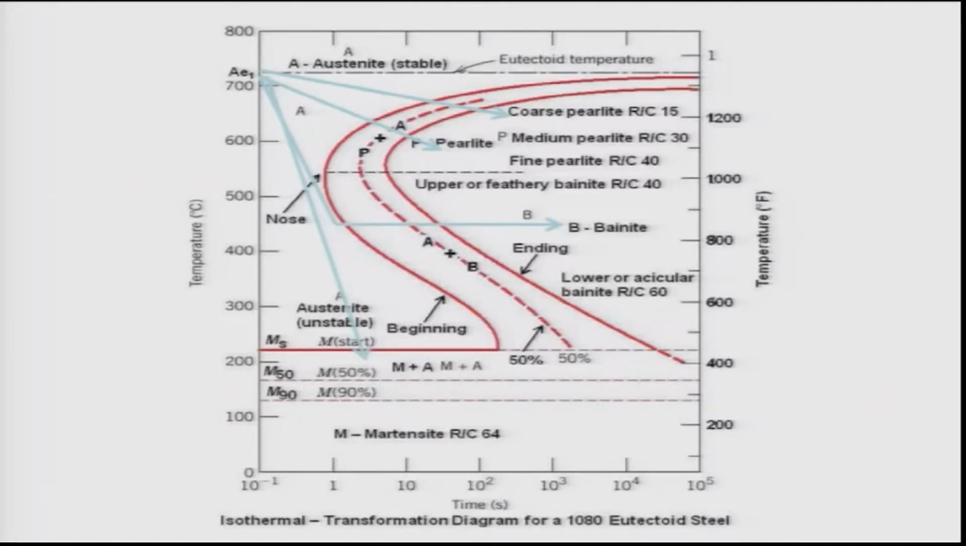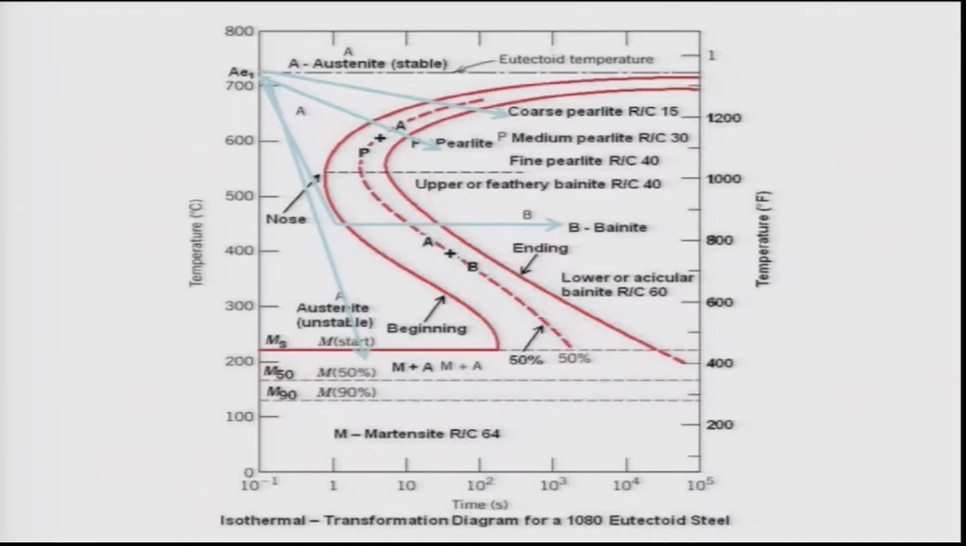Now how can we use it? As you see, the first thing you should note is the A1 temperature, which is basically the eutectoid temperature, that is 727 degrees Celsius. Above this temperature, austenite is stable for the eutectoid steel, correct.